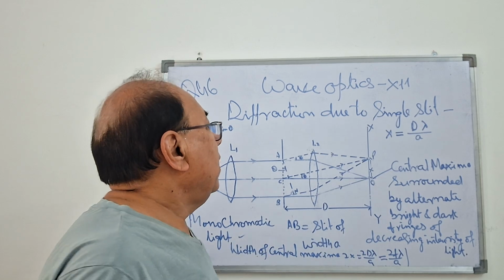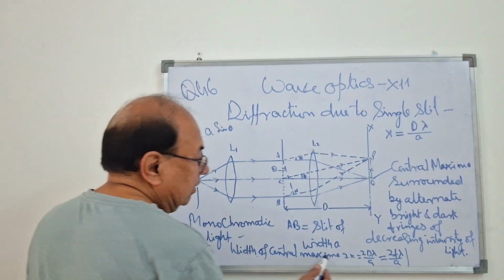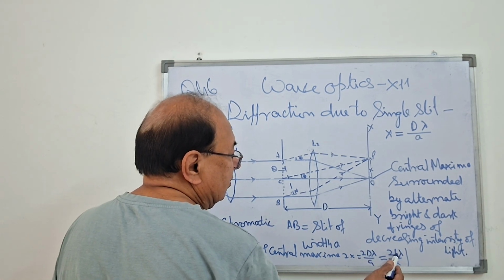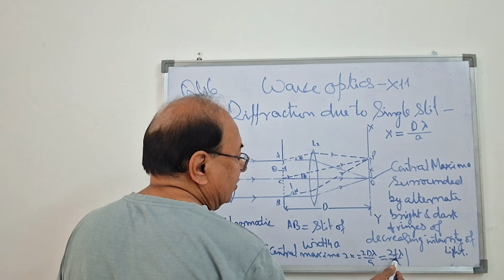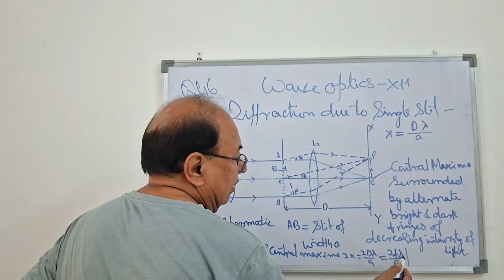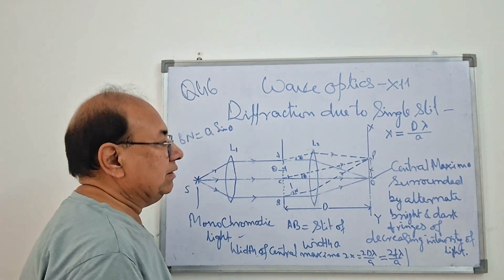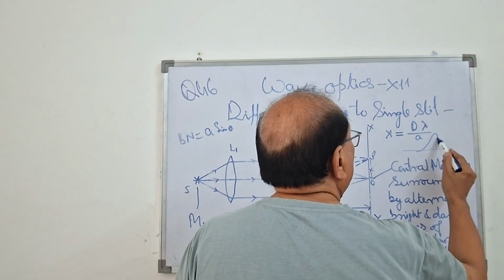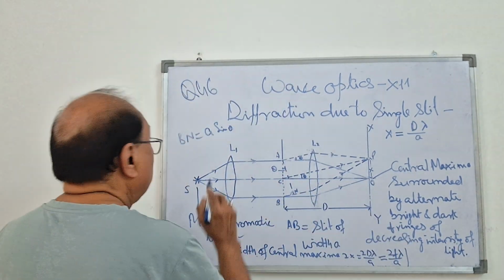This is the screen. Now if you want to calculate the width of the central maxima, 2x is equal to 2d lambda upon a. Now d is changed to f, so 2f lambda upon a. What is f? f is the focal length of the lens, lambda wavelength of the light, a width of the slit, 2x width of central maxima. The central maxima will be of this shape.